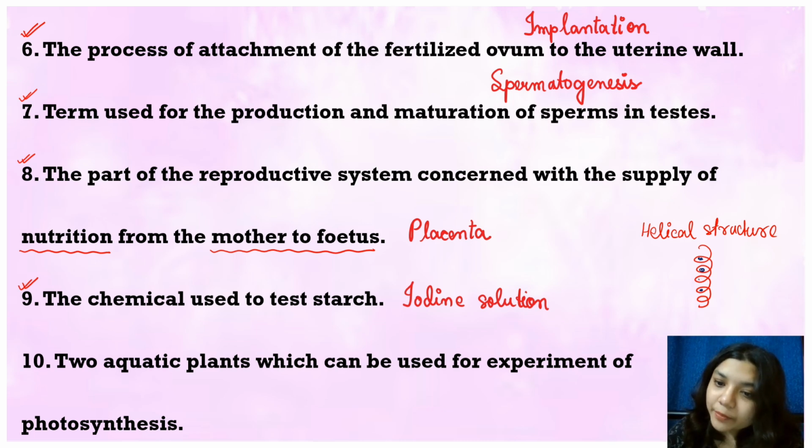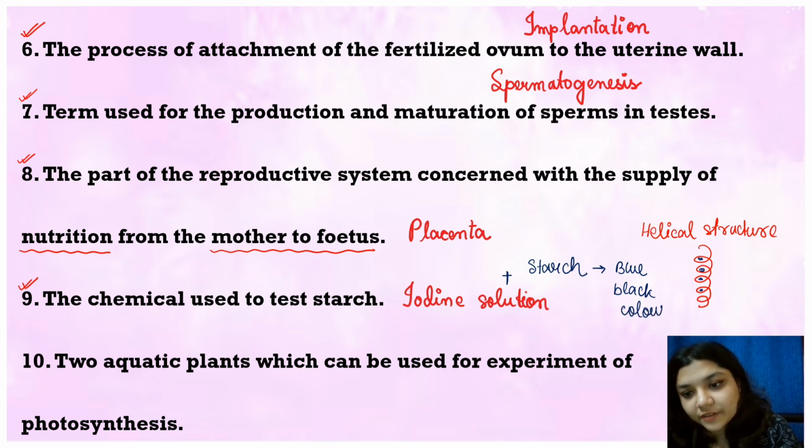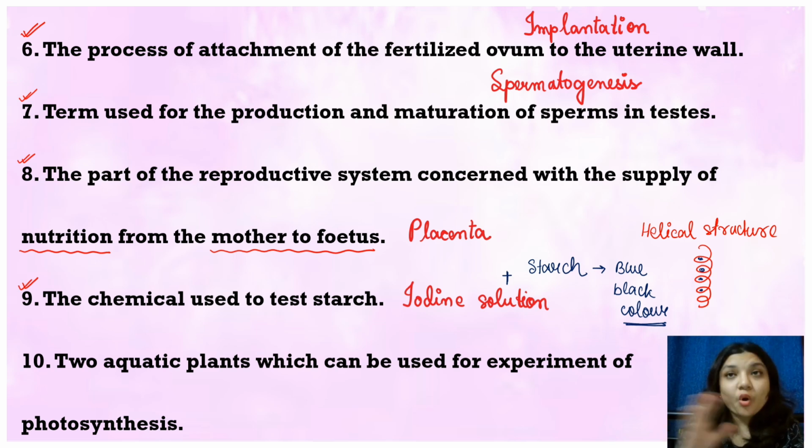So technically, when iodine gets integrated into the helical structure, in the presence of starch, iodine gives a blue-black coloration. That is a positive test for starch. If blue-black color is present, then we say that yes, starch is present on adding iodine solution. Understandable?